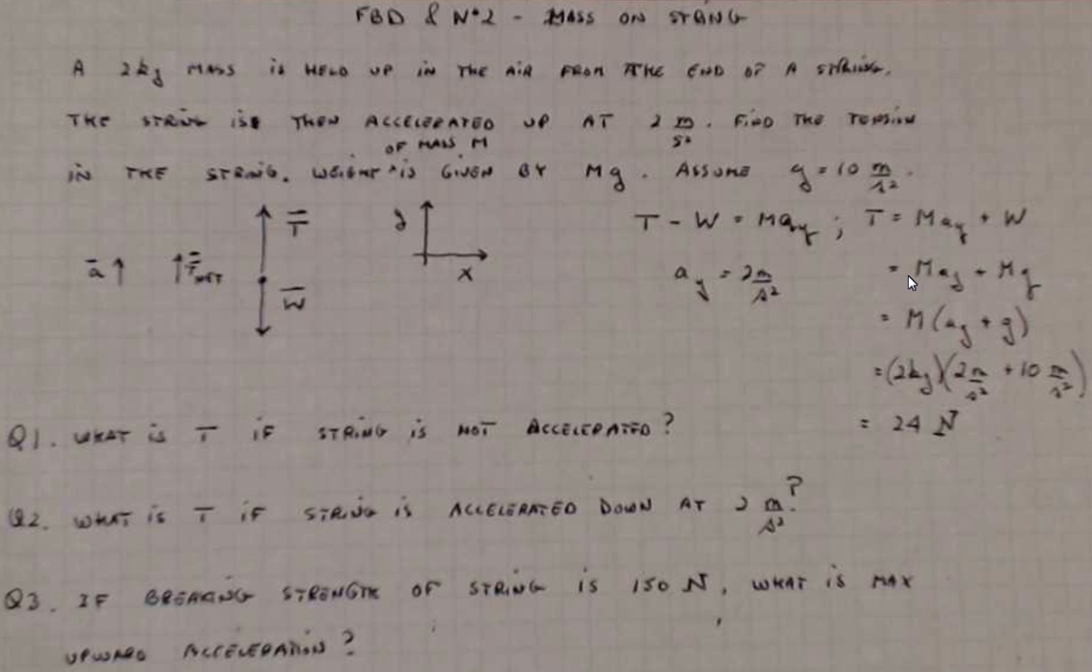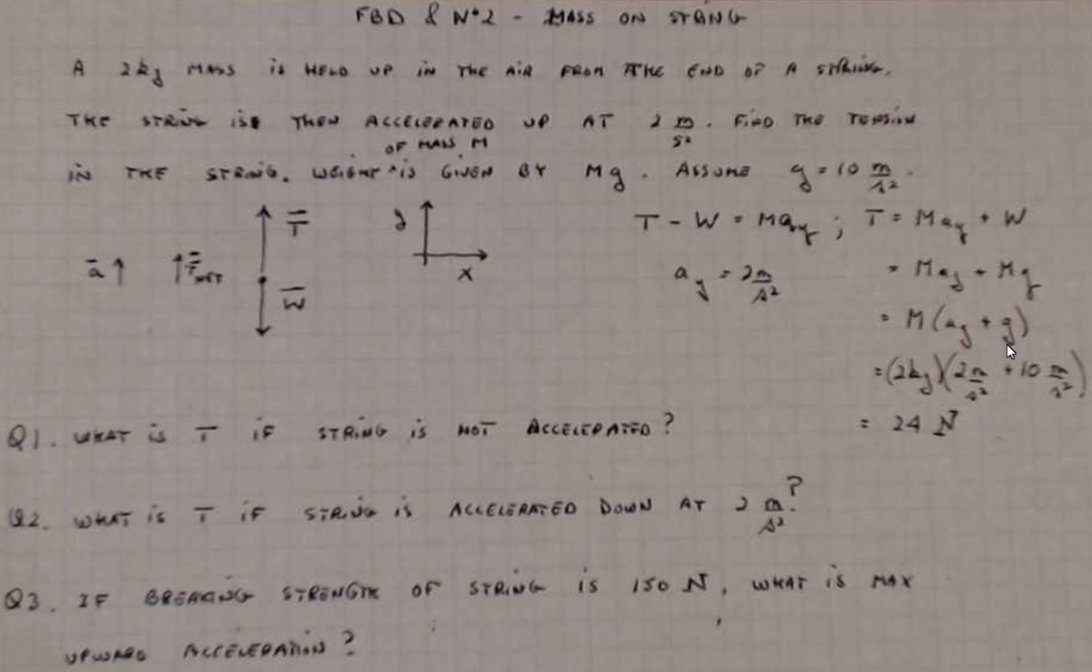And so that's equal to, if we factor the m out, since W is equal to mg, m times the quantity of the upward acceleration plus the acceleration due to gravity. It's 2 kilograms times 2 meters per second squared plus 10 meters per second squared. So that would be 2 times 12, which is 24 newtons. And therefore that is the tension in the string.